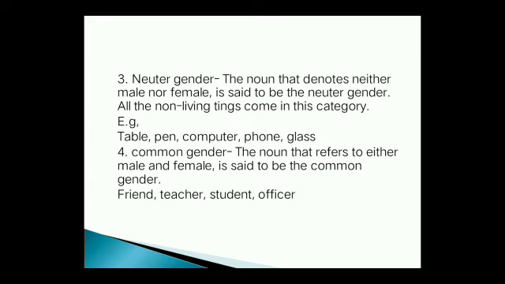Then we have one more, common gender. Common gender refers to either male or female. Okay, the noun that refers to either male or female is said to be the common gender. For example, friend. Friend can be a male friend or a female friend. Teacher can be both a male or female teacher. Student can be both male or female. Officer can be both male or female. So the words like these are called common gender because they are common for male and female. These words are common for both the genders.